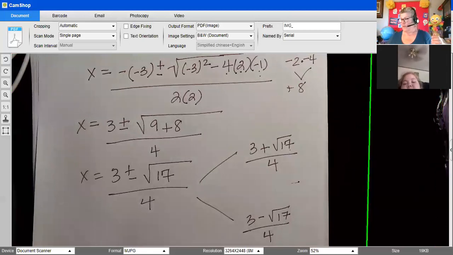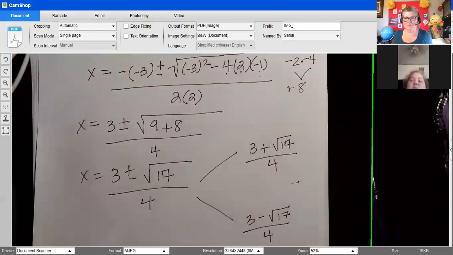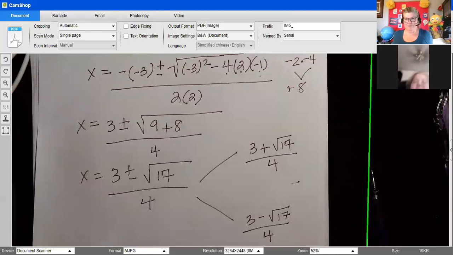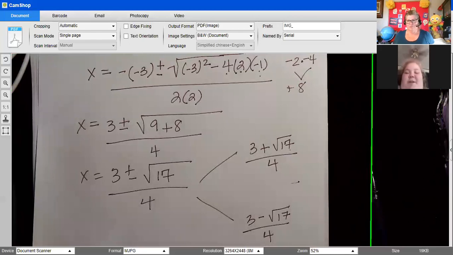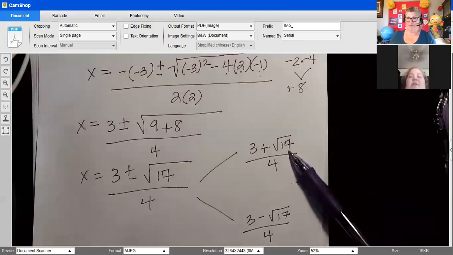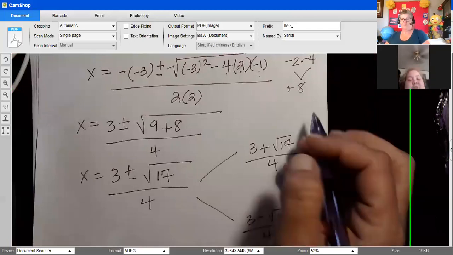But you can simplify 4, can't you? What do you mean? You said you can simplify it down, but you said you can't simplify 17, but you can simplify 4. But 4 is not under the radical. Oh, okay.